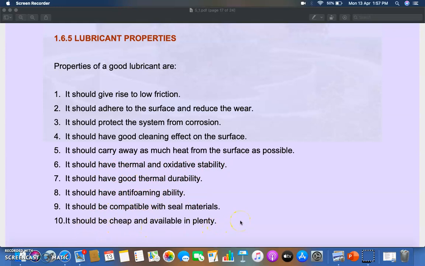So I am concluding my session here. In the next lecture we will see the numerical problems of bearings and how we can solve them, and how we can design the bearing, that we will see in the next session.